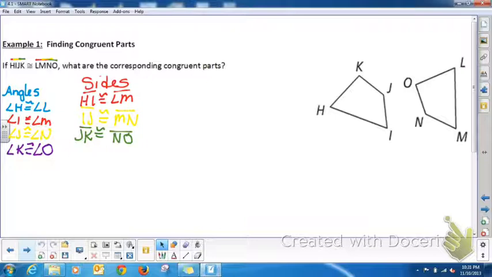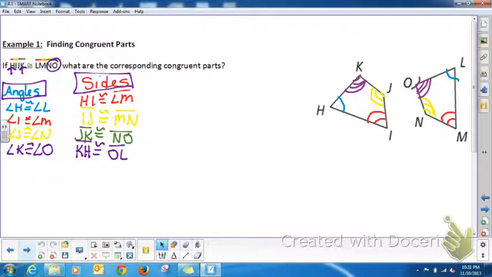And then finally, you would say KH or HK. It doesn't matter how you name the first one. What matters is how you name the second. If I named it KH, then K corresponds to O. So I need to say OL. So what are all the corresponding congruent parts? These are all of the corresponding congruent angles and all of the corresponding congruent sides.